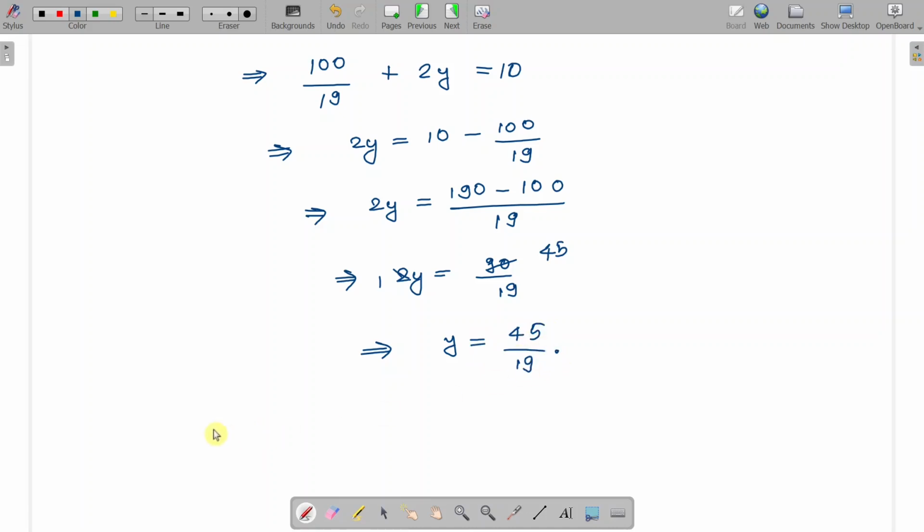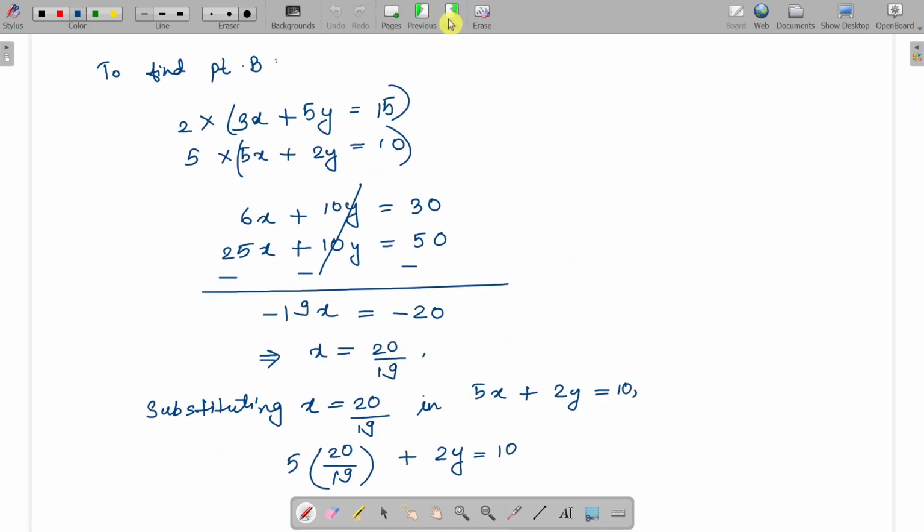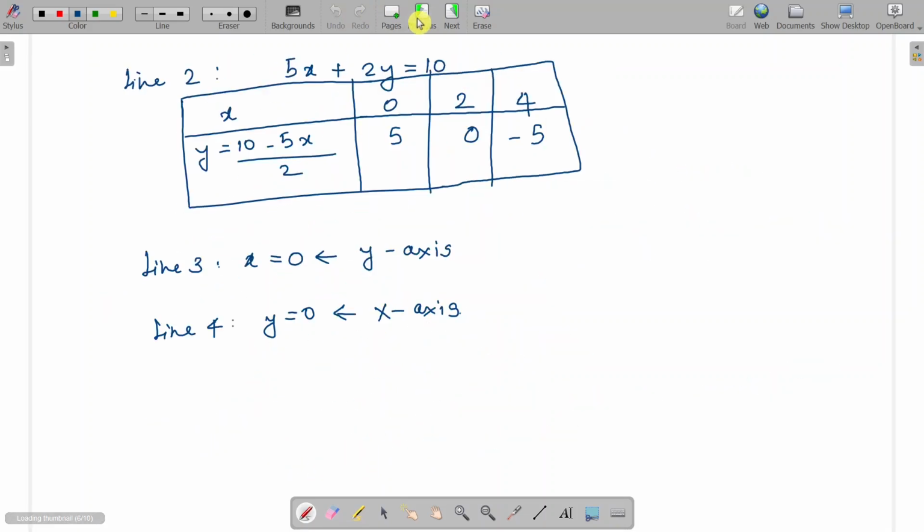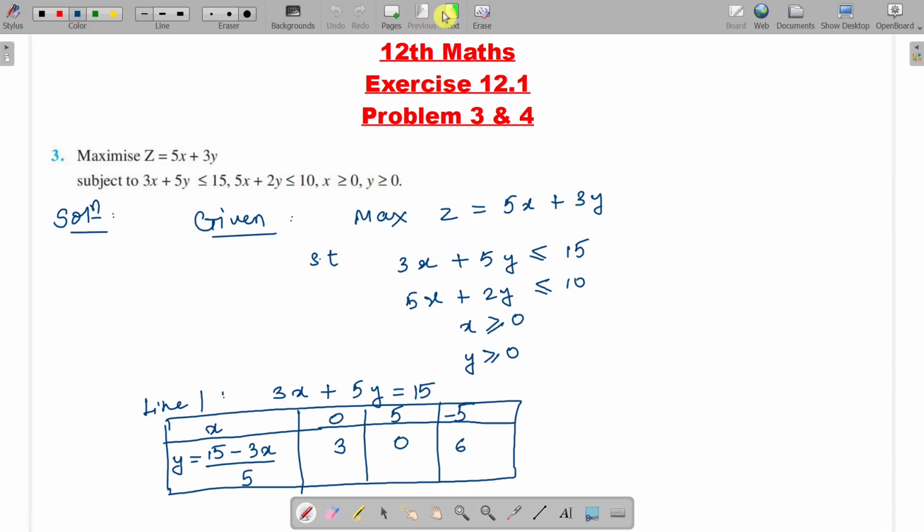So therefore the point B will be what? The x coordinate is 20 by 19, y coordinate is 45 by 19. Okay, so now we are ready to find the maximum of the function.